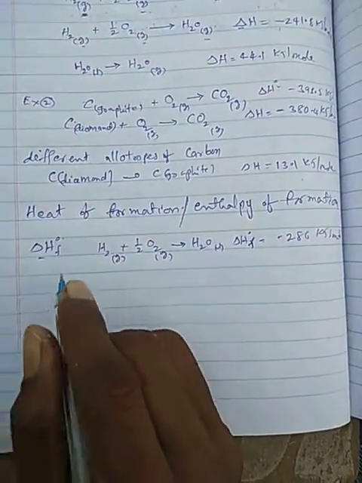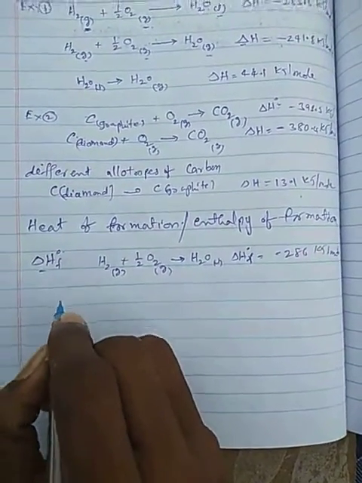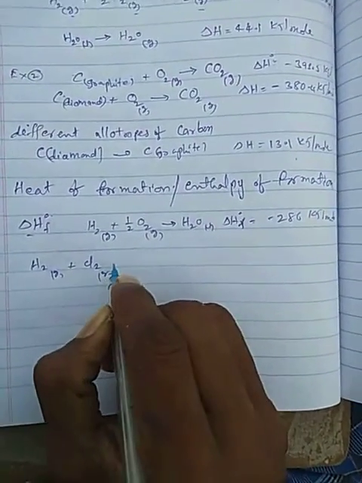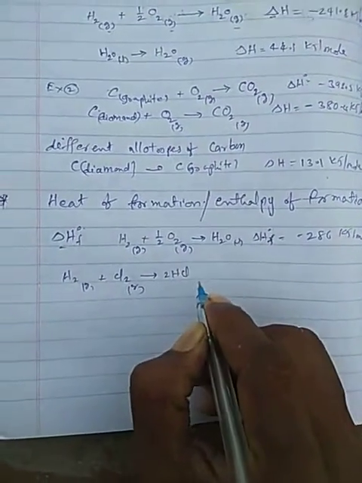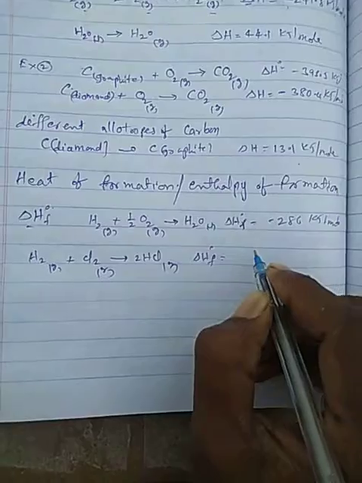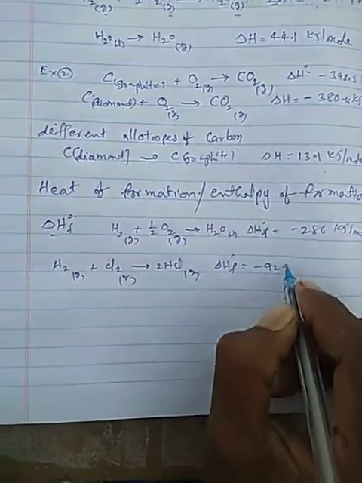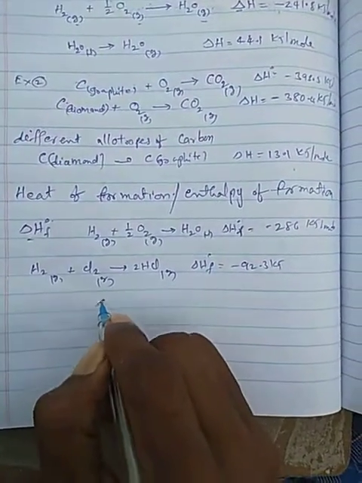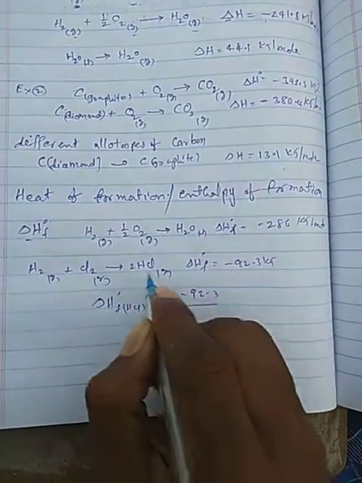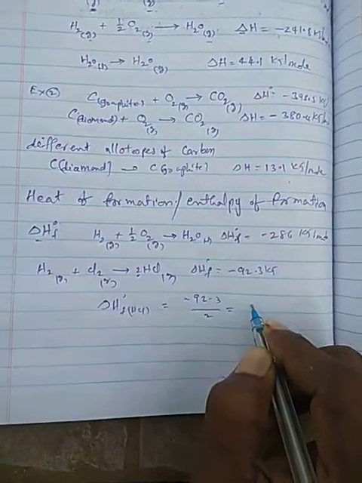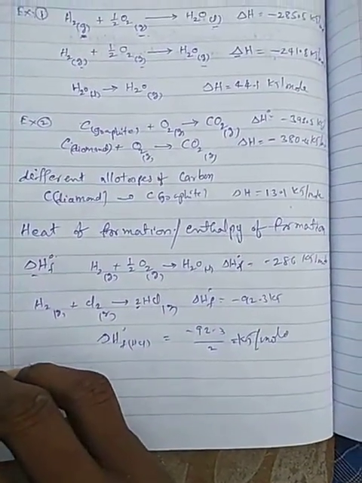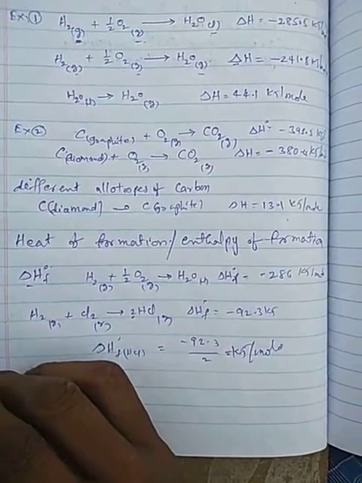Now see one more example. H2 gas plus Cl2 also gas to form HCl gas. The heat of formation, delta H naught, is equal to minus 92.3 kilojoules, but the enthalpy of formation of HCl becomes 92.3 by 2, since it is 2 moles, kilojoule per mole.